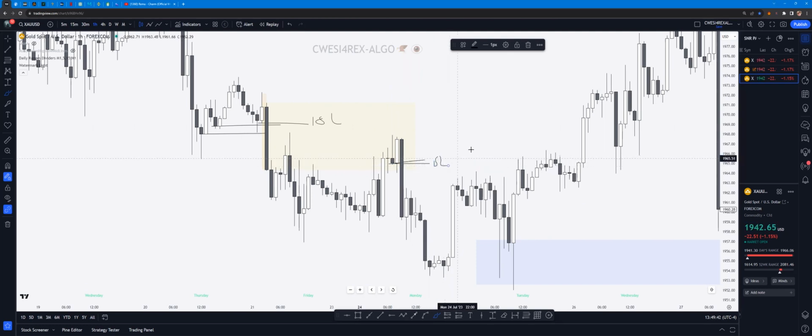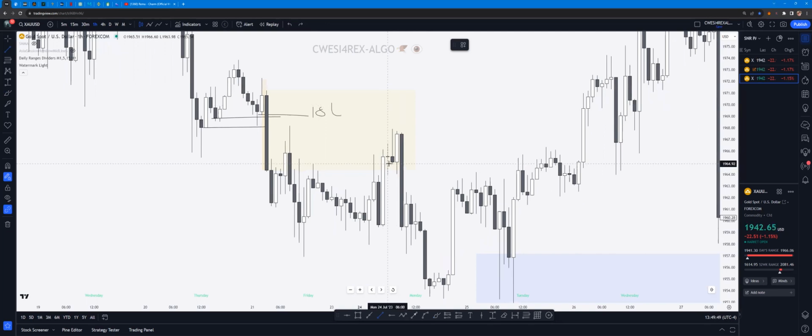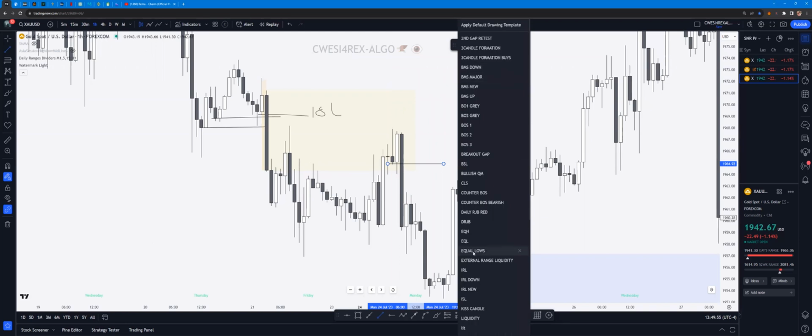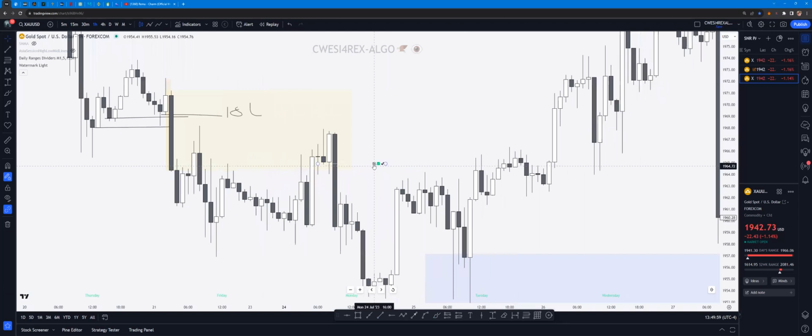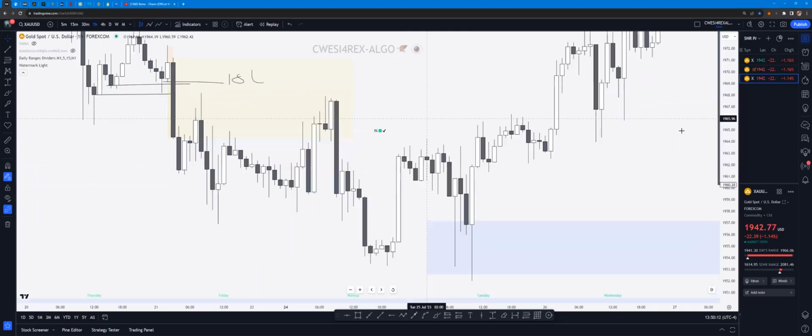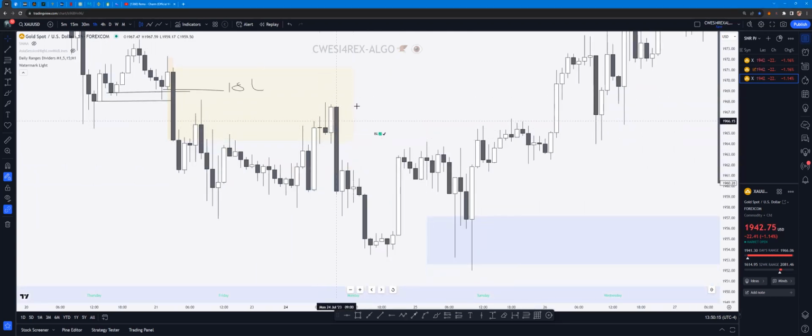Let me show you how I've done mine. So this is what I do. ISL. You can see, can you see it? ISL check. So after this, what do we do when we have our ISL check? What do we do after that? Mark the zone.